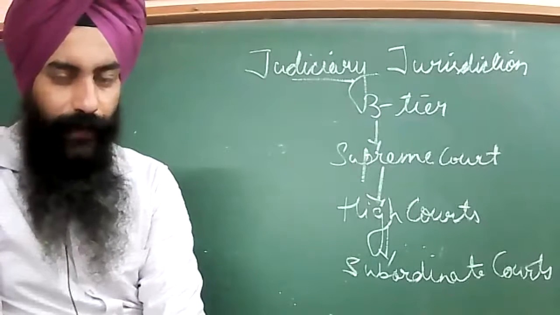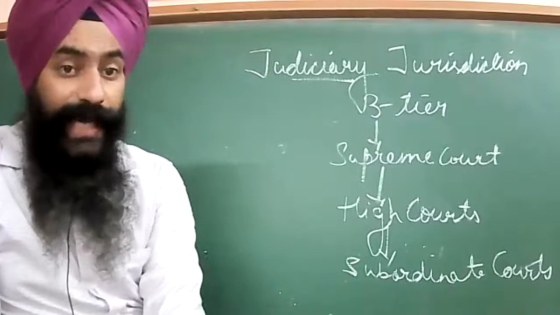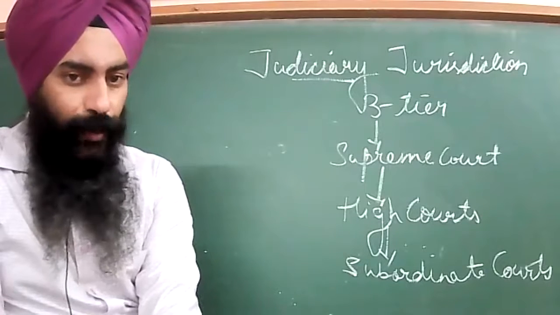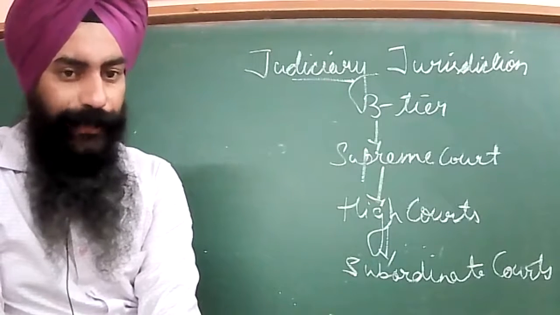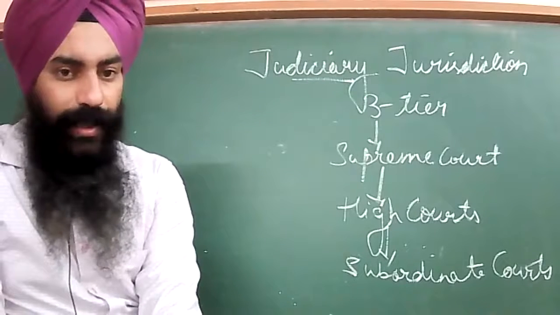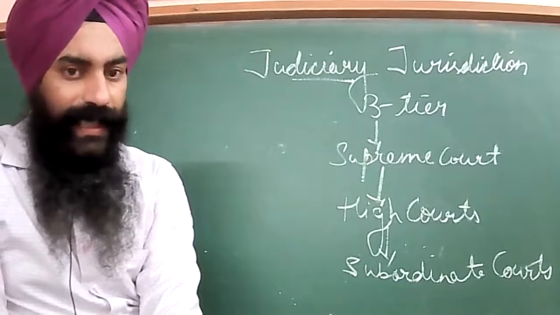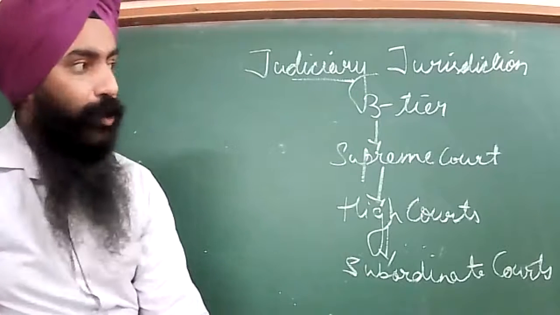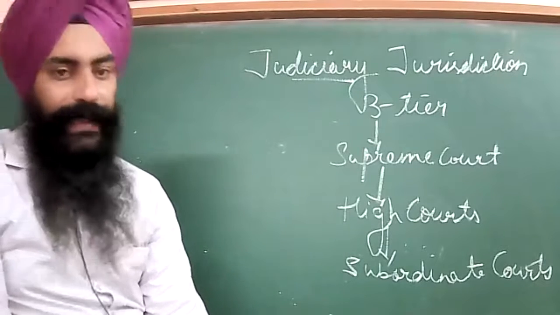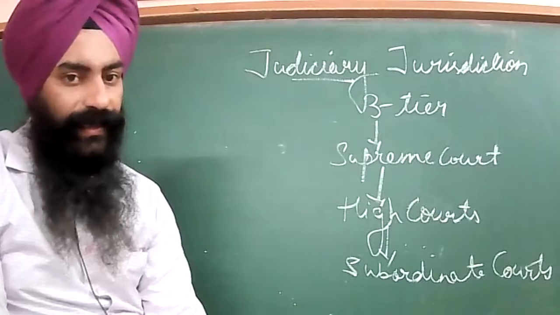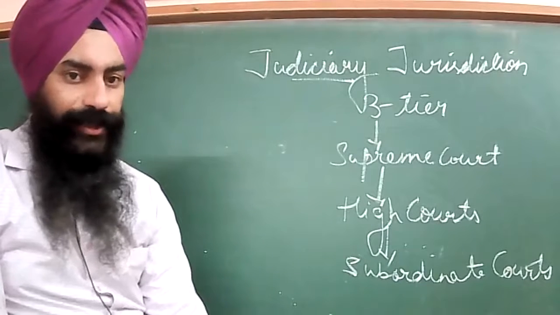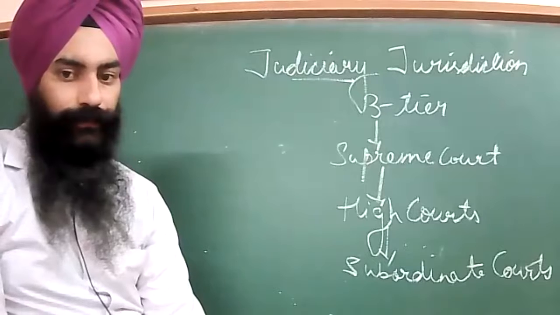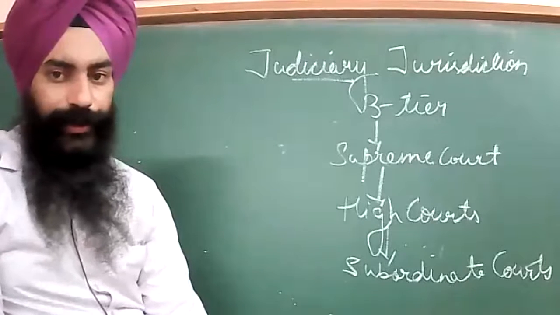Second one, if a dispute arises between two states, between two state governments, related to water disputes or boundary areas, under such circumstances the Supreme Court will interfere. Such matters will be sorted out by it. Clear? Original jurisdiction. Till there, any questions?